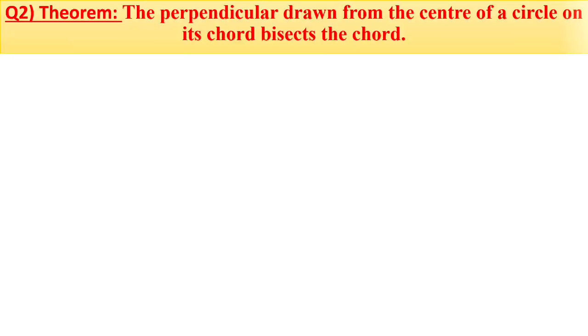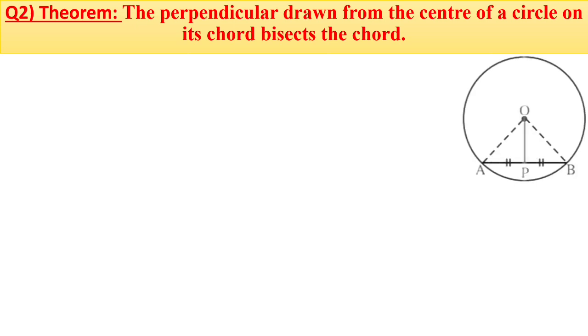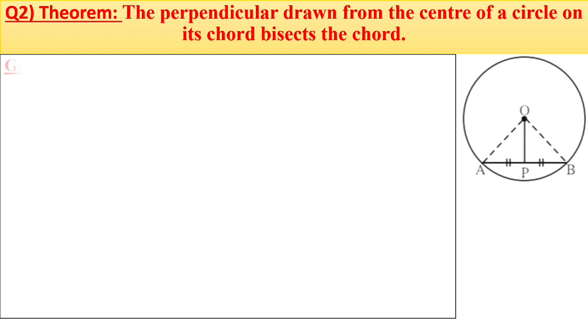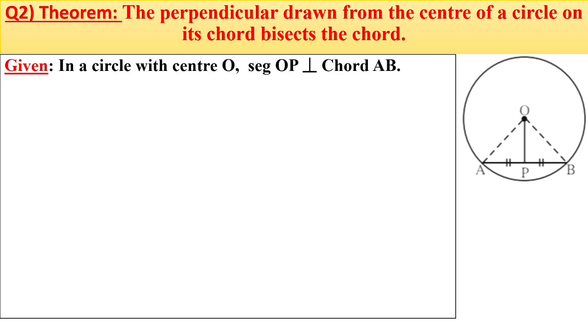Now the perpendicular drawn from the center of a circle to its chord bisects the chord. It is a very important theorem. Okay. Now we'll draw one circle. OP is perpendicular to chord AB. In a circle with center O, segment OP is perpendicular to chord AB. What do we have to prove? That AP is equal to PB.